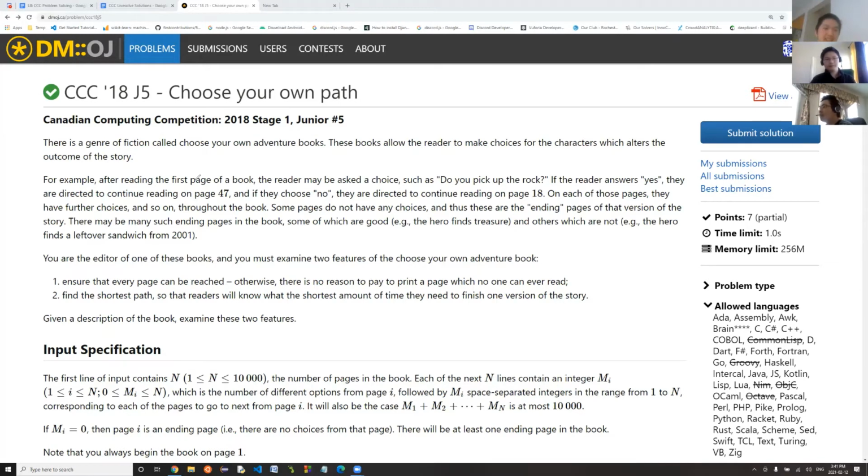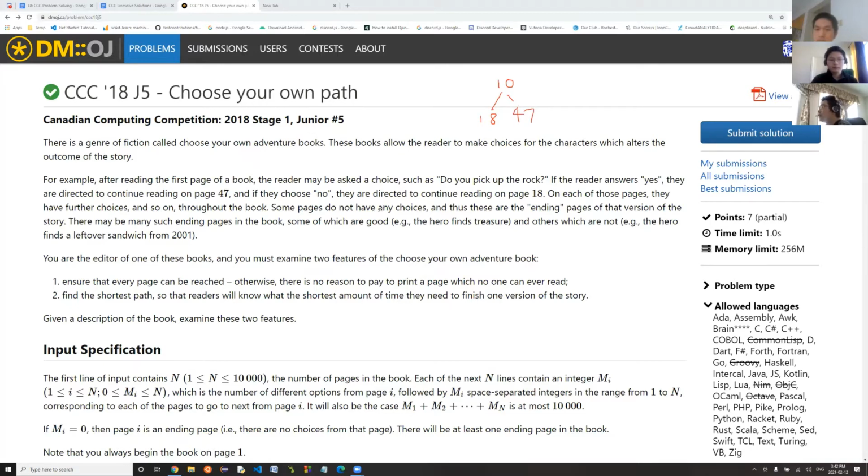For example, after reading the first page of a book, the reader may be asked to make a choice, such as do you pick up a rock? If the reader answers yes, they are directed to continue reading on page 47. If they choose no, they are directed to continue reading on page 18. Okay, this actually is important because let's say you're at page 10 and you can possibly go to page 18 or page 47, right? Depending on what the user chooses.